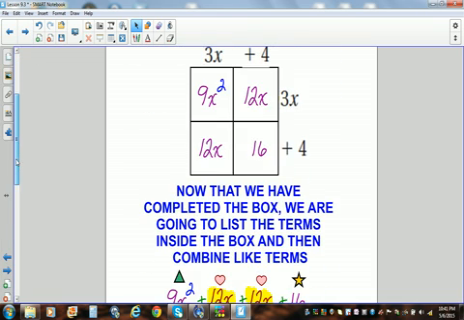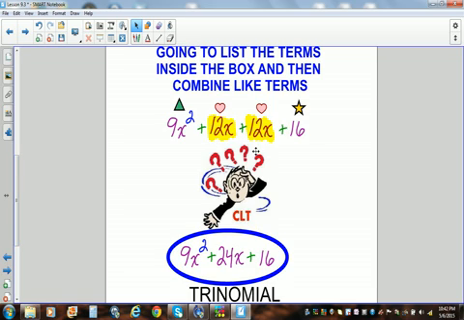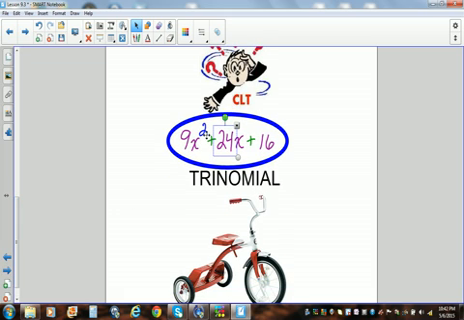Last thing that we're going to do is, now that we have completed the box, we are going to list the terms inside the box and then combine like terms. Nice vocab. So when we combine like terms, we add the 12x and the 12x together, which gives us 24x. And we have 9x squared. And we have the constant 16. Keeping in mind, peeps, we cannot combine the 9x squared and the 24x because they have different exponents. We could multiply them or divide them, but we cannot add them or subtract them.